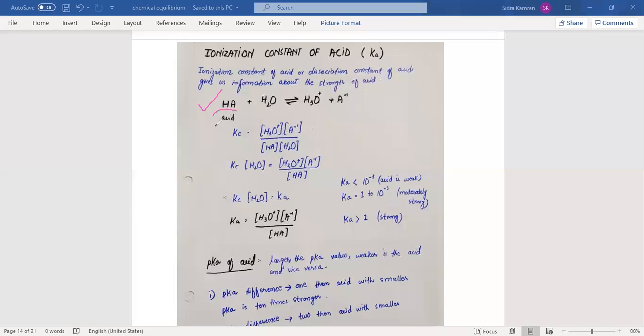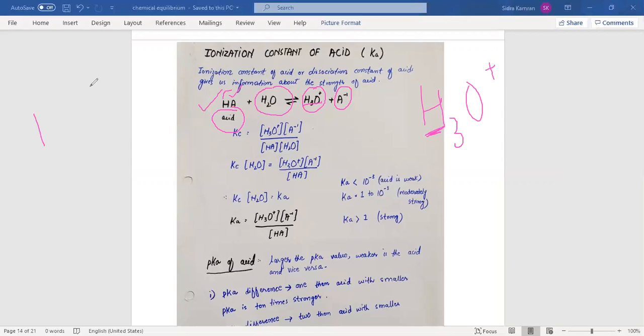HA is representing the acid. As we know, acids are proton donors and bases are proton acceptors according to the Bronsted and Lowry theory of acids and bases. So the substance that is donating a proton is the acid, and the substance that is accepting the proton is the base. Here you can see HA plus water. This acid is donating its proton, and this water molecule will accept the proton and become H3O positive. By taking one hydrogen, it becomes H3O positive, plus A negative.